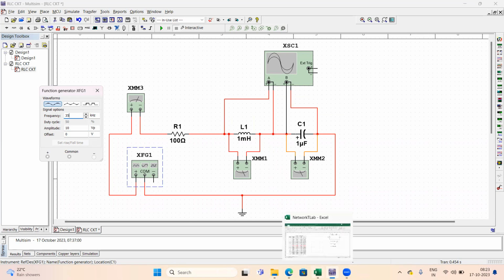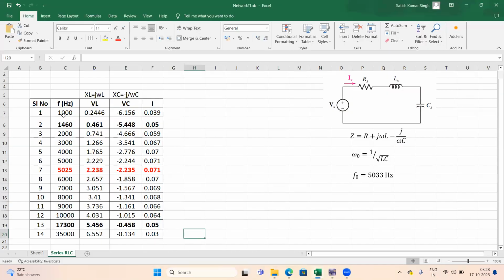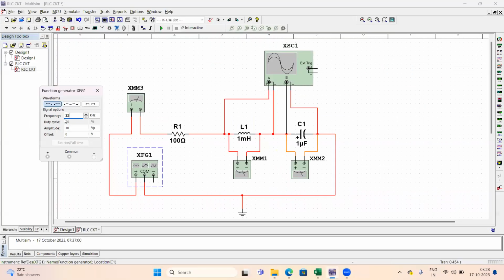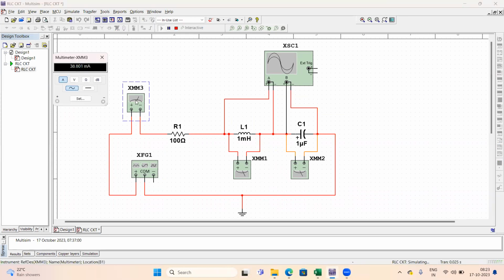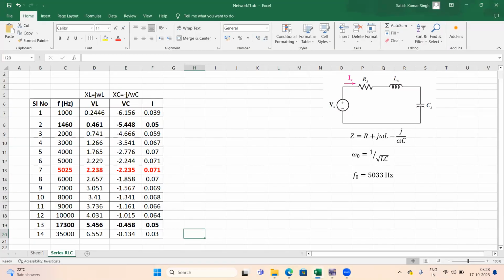So here you can see this value. First we have to start this experiment from 1 kilohertz. So if we make it 1 kilohertz and execute this circuit, here you can measure the various parameters that I have already noted down there. Here you can see this is 38.8 milliampere current, which I have noted down here. It is approximately 0.039, so it is 39 milliamperes. So this is the value.